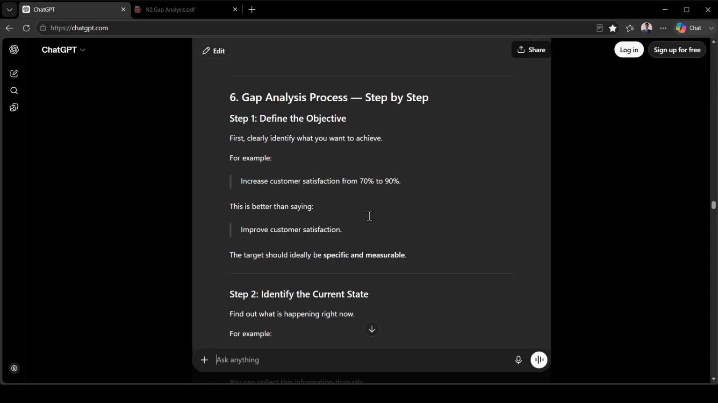For example, increase customer satisfaction from 70 to 90%. That is better than saying improve customer satisfaction. The target should ideally be specific and measurable.